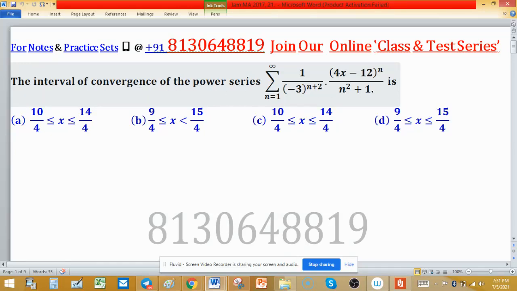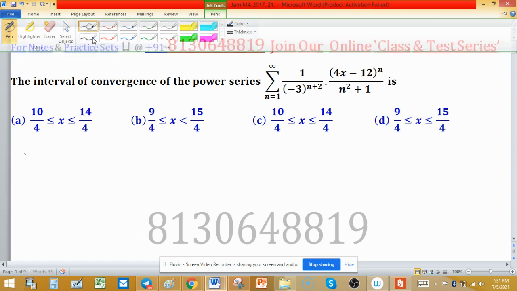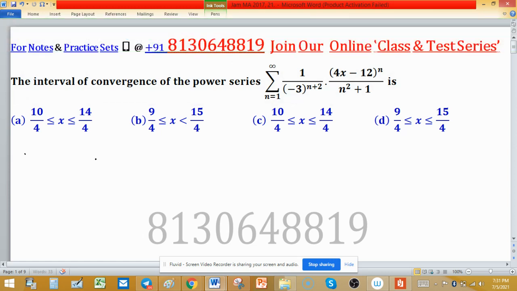We have to find the interval of convergence of the power series, so for the options associated with the interval of convergence given, we have to select the right one. As you can see, this series is alternating, positive and negative, and n is running from 1 to infinity. When n is even, it is a positive term, and when n is odd, it is a negative term. So alternating positive and negative terms will appear in the expansion of this series.